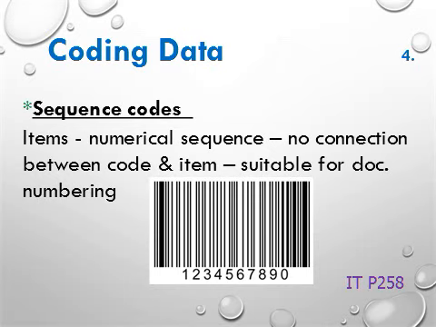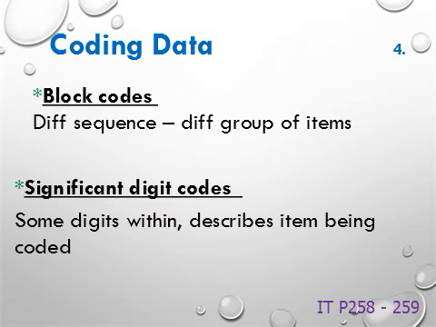In sequence codes, numbers are given to items in numerical sequence. There is no connection between the code and the item. It is suitable for document numbering. In block codes, there is a different sequence of digits for different groups of items. In significant digit codes, some digits within the code describe the item being coded.